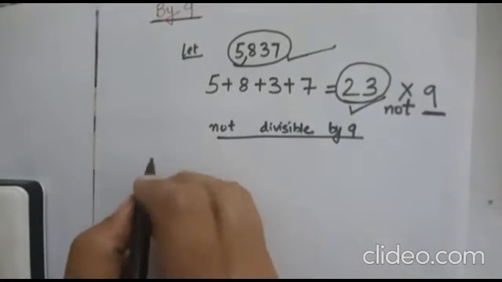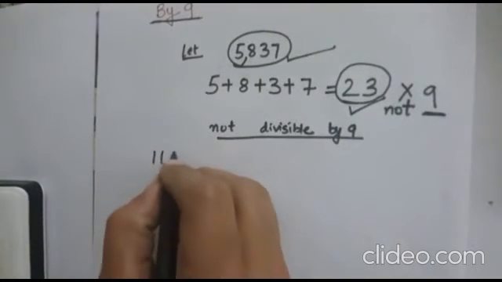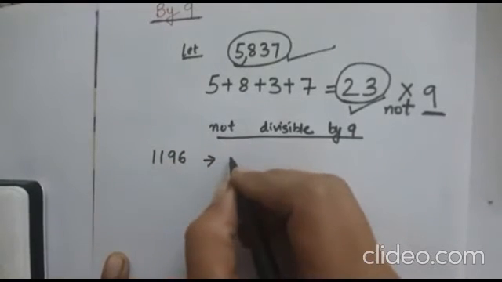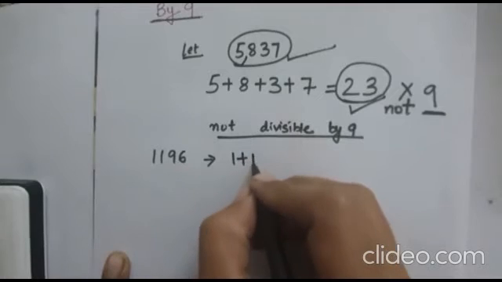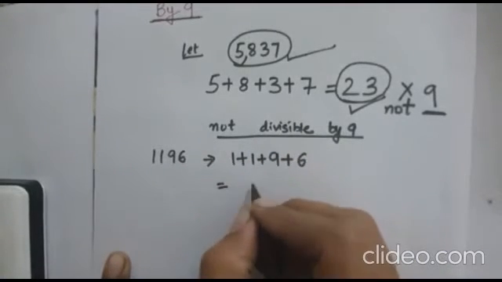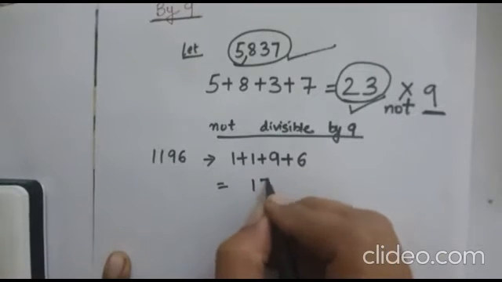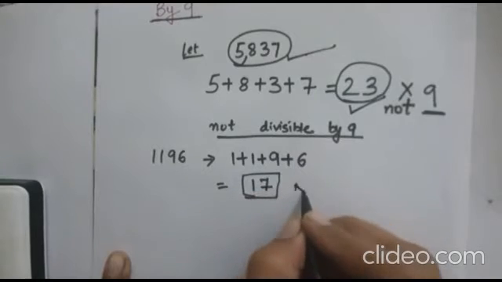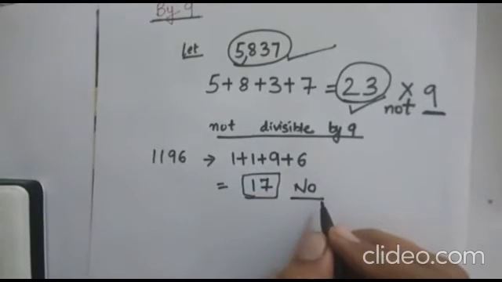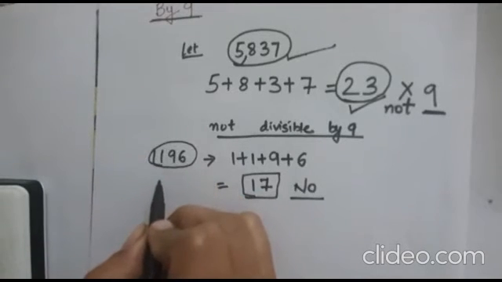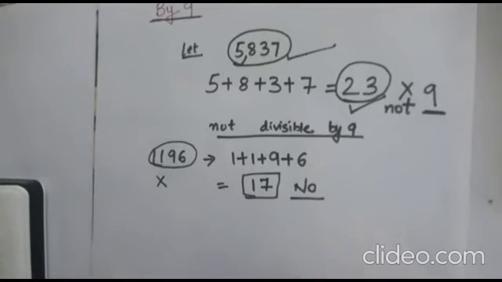Now, let us take one more example. Again, what will we do? We will add the digits. Now, 11 plus 6, that is 17. Now, is this divisible by 9? No. If this is not divisible by 9, then this whole number will not be divisible by 9. Clear? Let us take one more example.